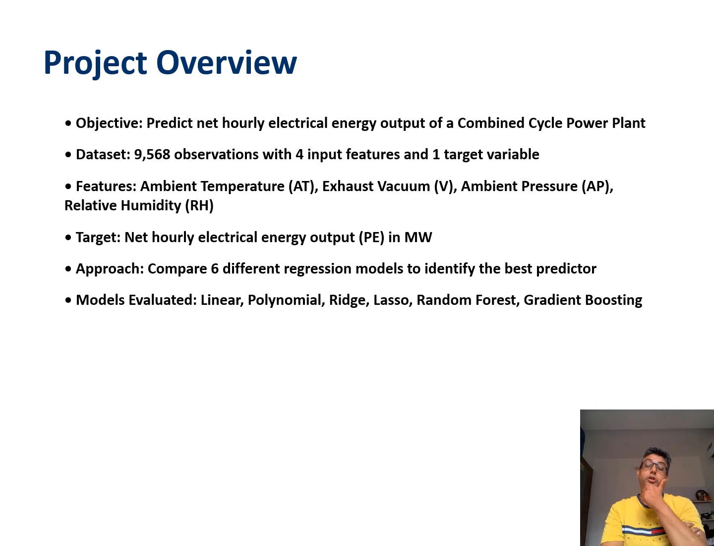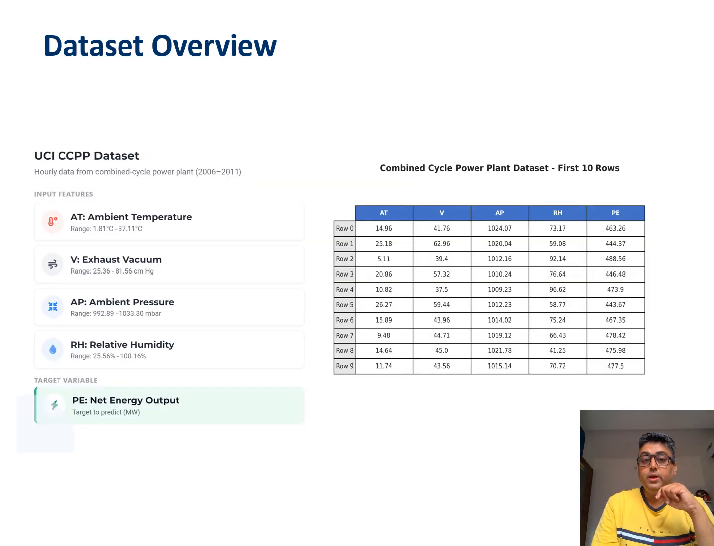So here's the big picture. We have the data set, 9500 plus hourly observations, four environmental features: temperature, vacuum, pressure, and humidity. And our target is net power output in megawatts. Before jumping into the model, I will spend some time understanding the data.